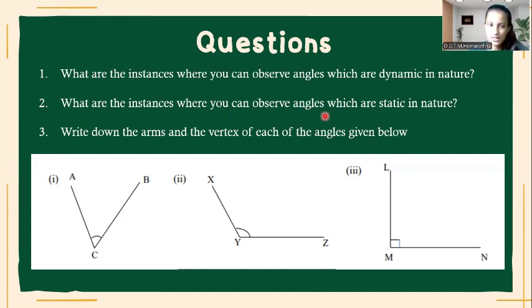The last question: write down the arms and the vertex of each of the angles given below. What are the vertices? In the first one, the vertex is C. The second one, the vertex is Y. And the last one, the vertex is M. The arms are the straight line segments.